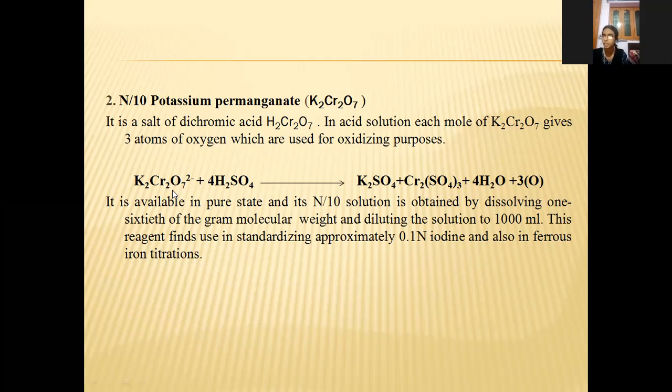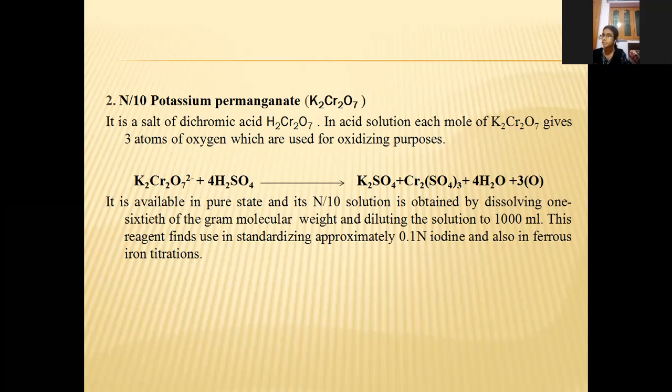This is potassium dichromate. When it reacts with sulfuric acid, we get potassium sulfate, chromium sulfate, water, and oxygen. It is available in the pure state.